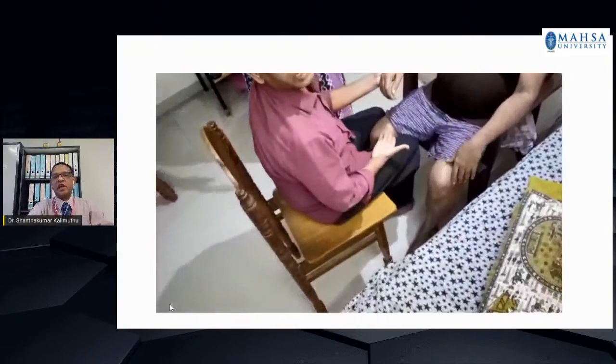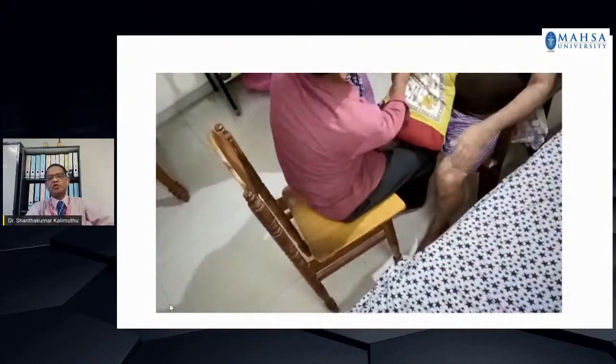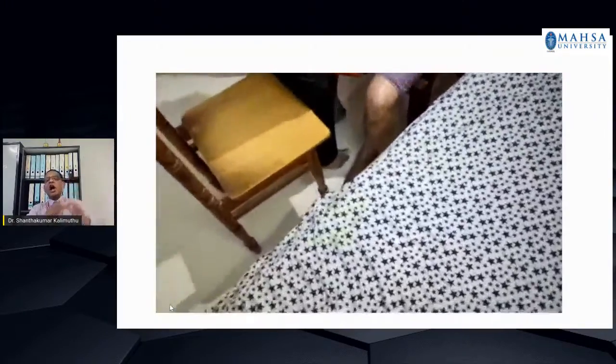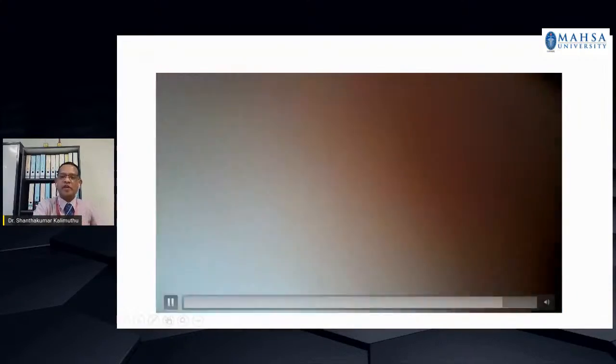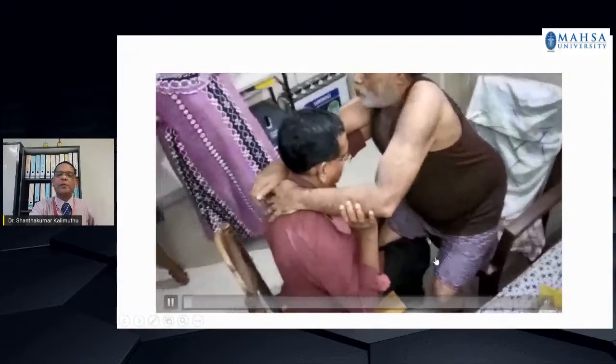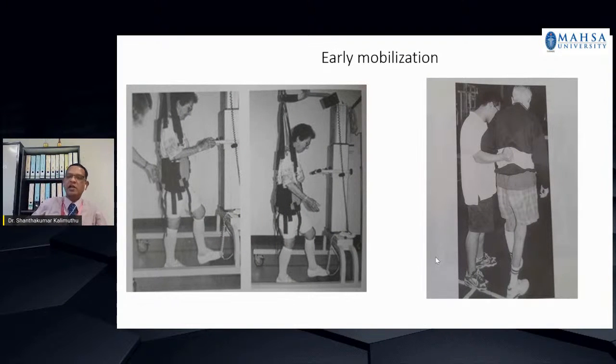And here you can see the right upper extremity is affected. That's why I'm supporting the right upper extremity. And immediately after the therapy, keep a pillow, always support the arm with a pillow and don't allow the arm to hang. That might cause soft tissue injury.